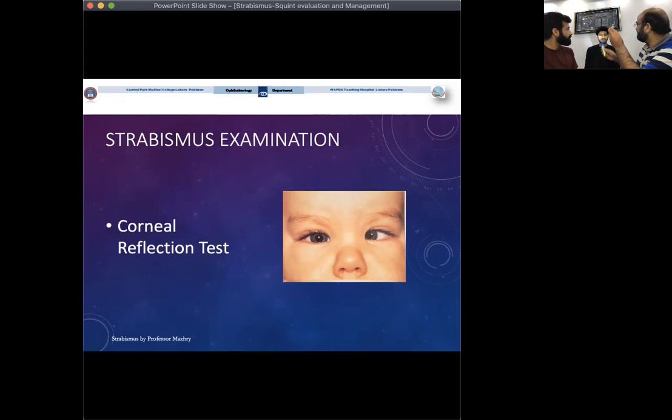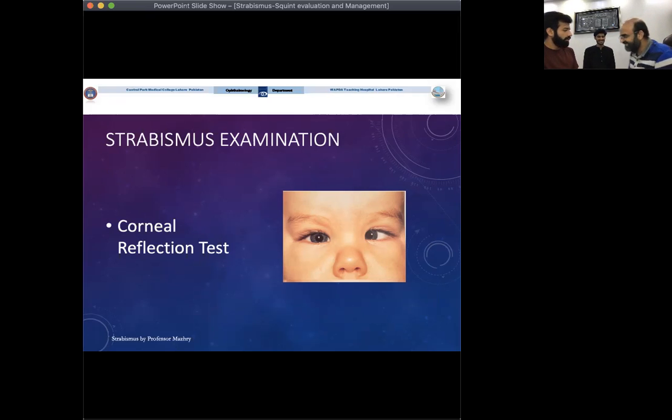Mr. Noman, will you please look into this? Yes, the tip of this fluorescent marker. So now the patient is looking at the near object, and we are again focusing on the corneal reflection. So this is the Hirschberg test for near and far. That is the corneal reflection test.